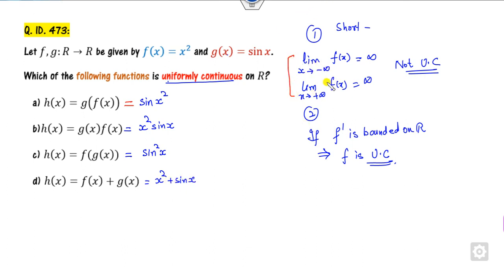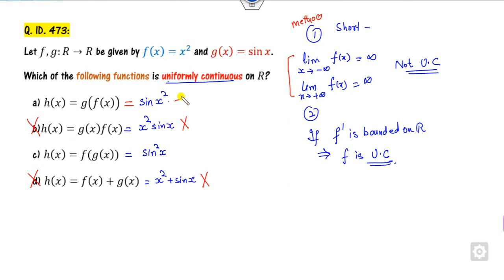If you look at this first method, what is the limit of this as x approaches infinity? The sine of infinity is not defined, so it is not there. This goes to infinity, so it means it is not UC. This again goes to infinity, so this is not UC. So it means these two options are discarded.